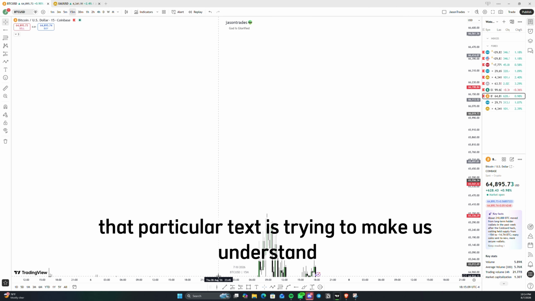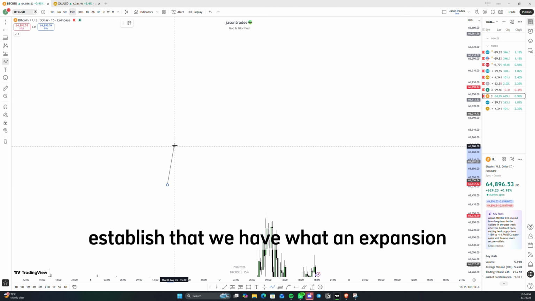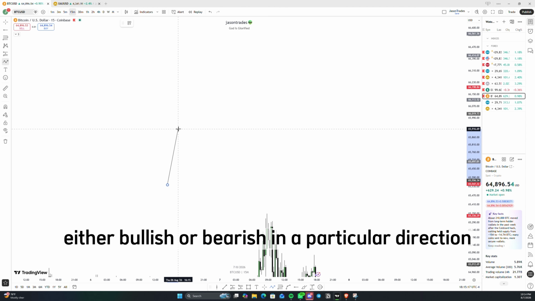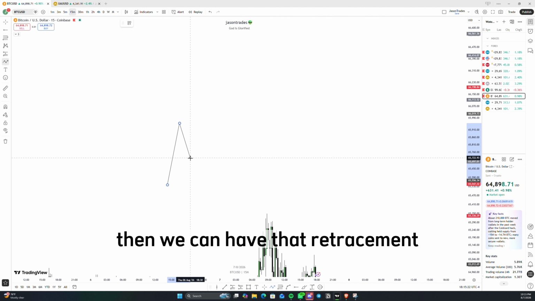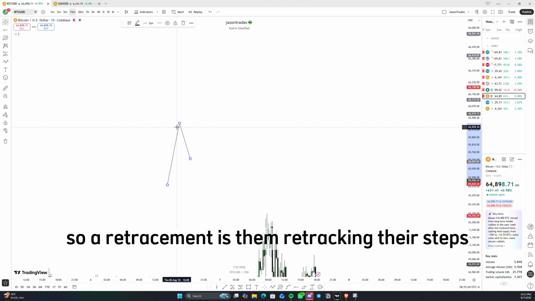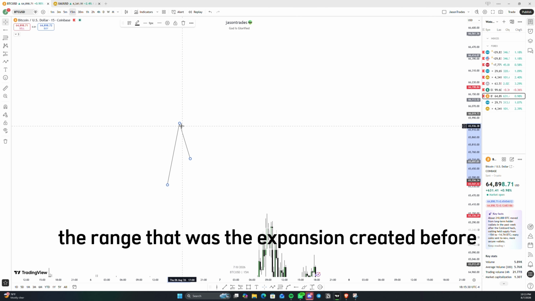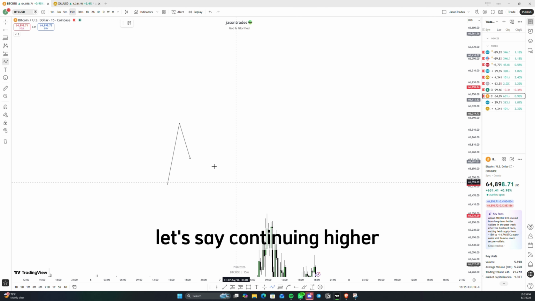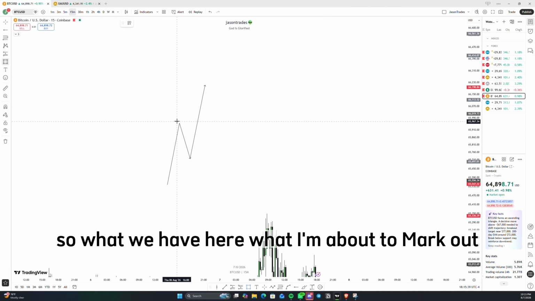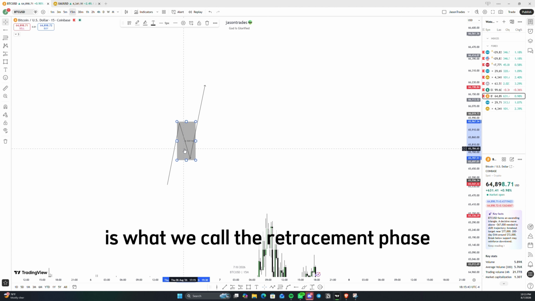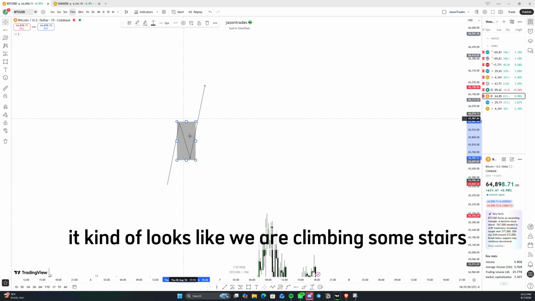What that text is trying to make us understand is that first off, we have to establish an expansion, either bullish or bearish in a particular direction. So bullish in an upwards direction, then we can have that retracement. A retracement is price retracing its steps into the range the expansion created, before, let's say, continuing higher. So after a retracement, there's always another expansion following it. What I'm about to mark out is what we call the retracement phase. So expansion, retracement, expansion. It kind of looks like we are climbing some stairs.